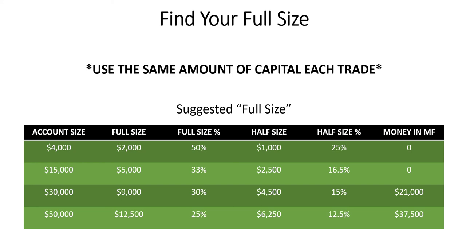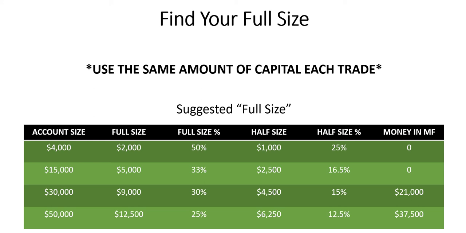Now, I just want to stress this again. It is so critical to use the same amount of capital each trade, okay? Do not bounce around. You don't want to take a $2,000 risk on one trade and then a $20,000 risk on the other. The reason is that if you learn how to trade correctly, you should be profitable on anywhere from 70% to 80% of your trades. And with a good risk to reward ratio, which I'm going to talk about in a little bit, if you are following your rules, then you will be a profitable trader.